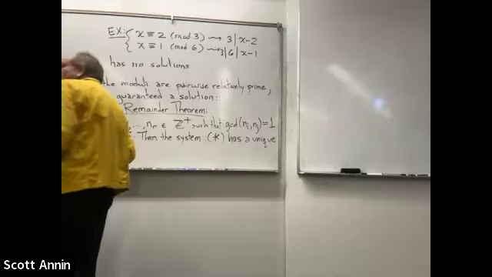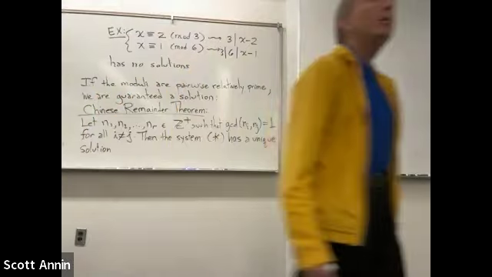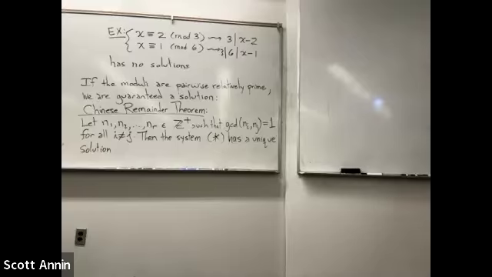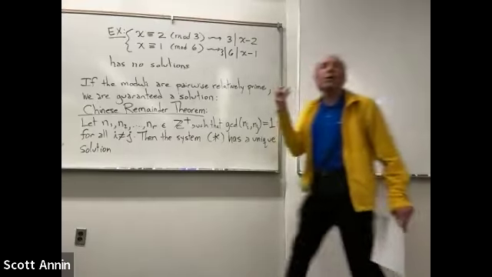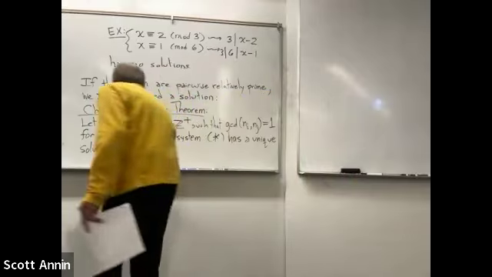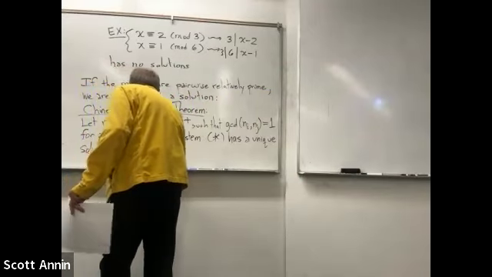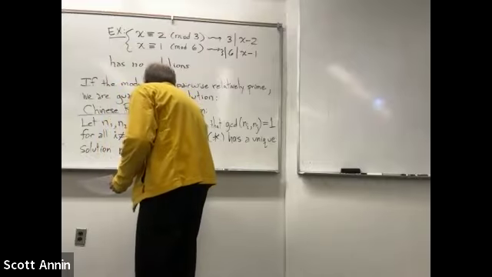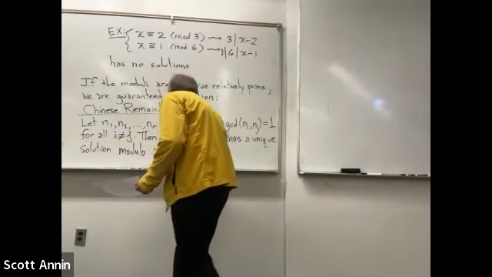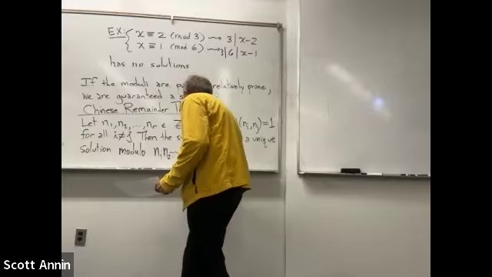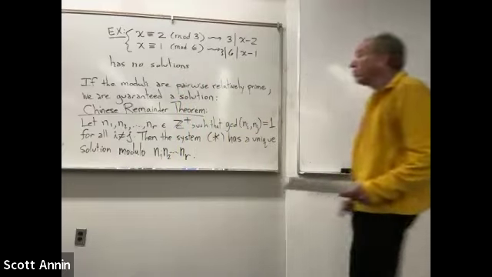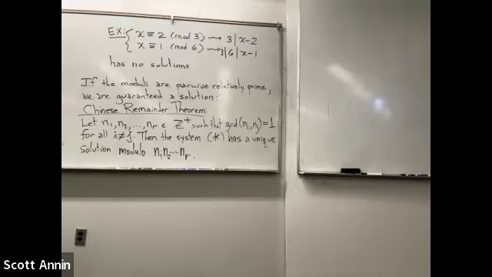Guys, what I really want to impress upon you is that if I stop right now and I say it has a unique solution, it is not a well-defined statement, right? I have to know under what modulus, right? So it's a unique solution modulo the product of n1, n2, up to nr. So you're multiplying the individual moduli together, okay?